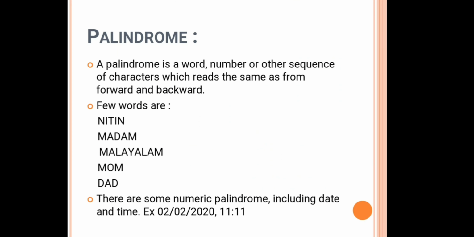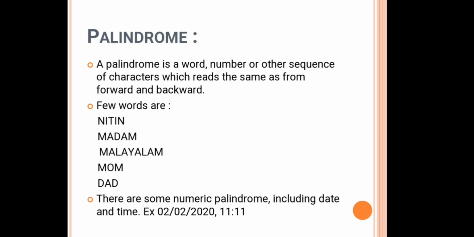First of all, what is a palindrome? A palindrome is a word, or a number, or a sequence of characters which we read from left to right or right to left the same, or we can say forward to backward or backward to forward is the same. For example, if I take Nitin, and from the last I read Nitin, from both sides it is Nitin. Same as madam, same as Malayalam, same as mom, same as dad. We have so many palindrome words.